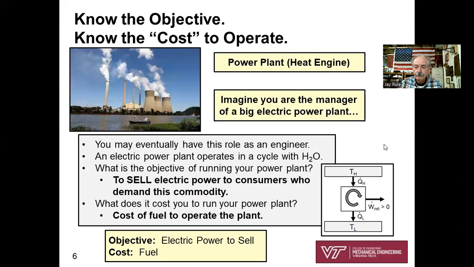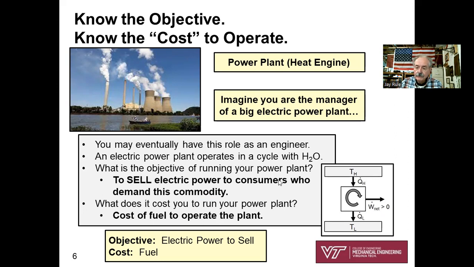Okay, so let's look at the basics of a power plant, also known as a heat engine in thermodynamics classes. I want you to imagine that you're the manager of this big electric power plant. One of these days you may eventually have that role as the manager of a monster size electric power plant. Now, an electric power plant operates in a cycle with water and steam as the working fluid.